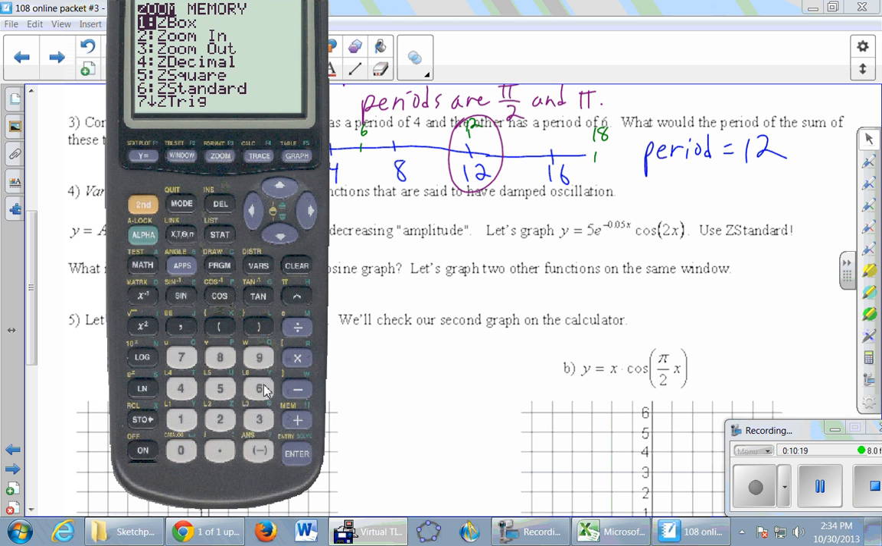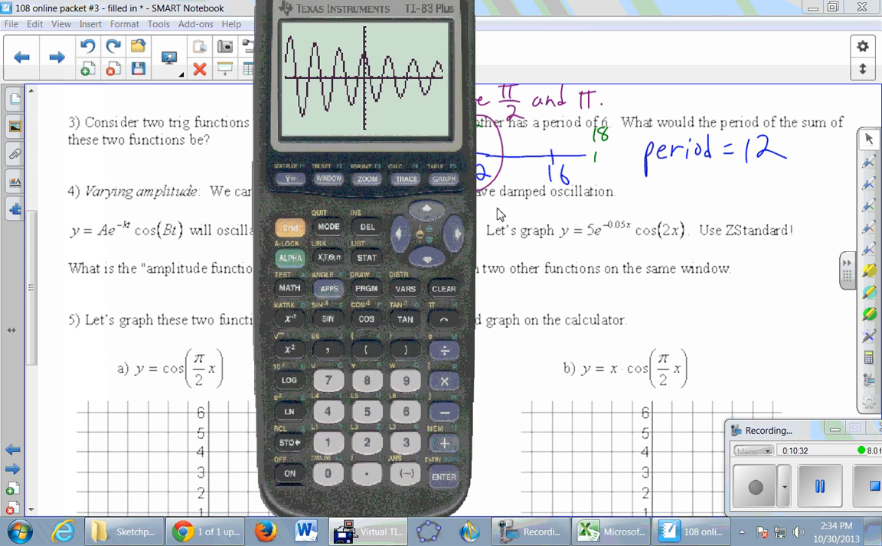Okay, so zoom 6 is zoom standard. But that looks kind of like a cosine graph, but a little bit strange. The peaks here are not as high each time as they were the previous time, and the same thing with the valleys. Okay, so what's going on there?